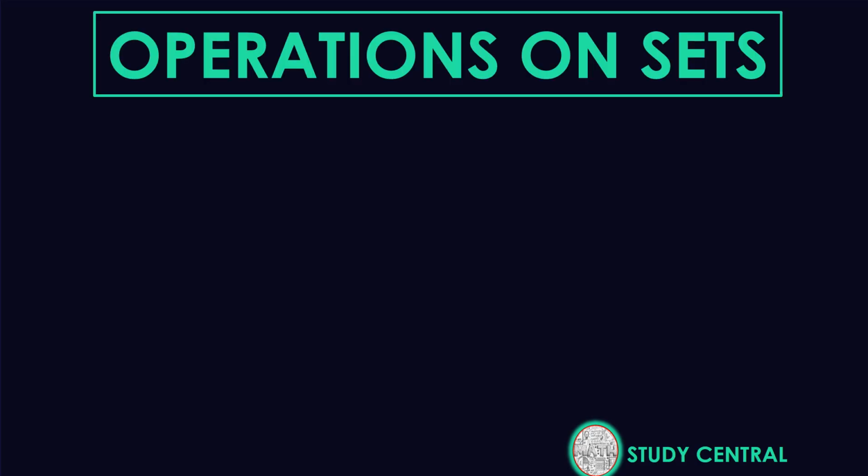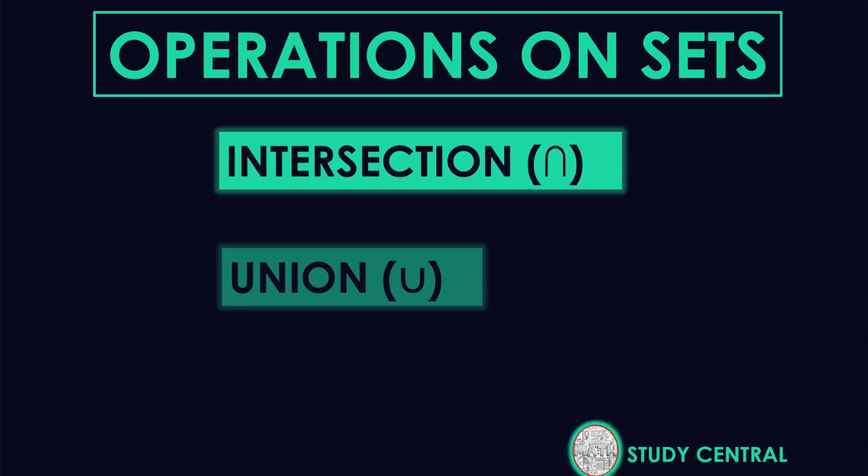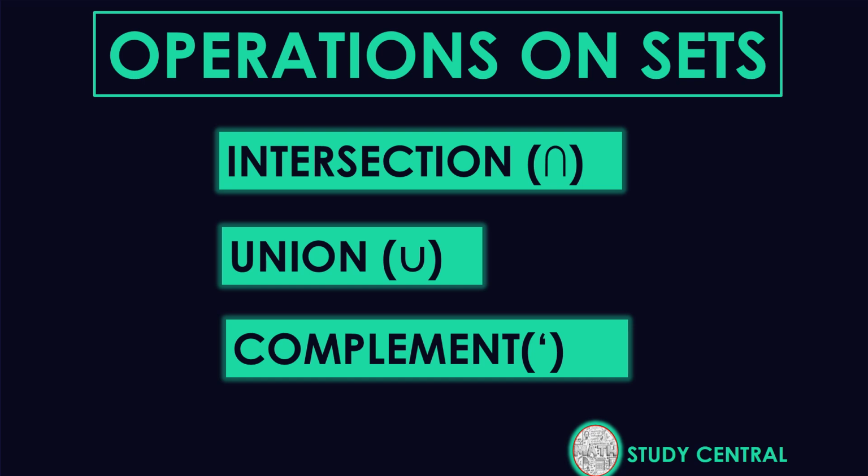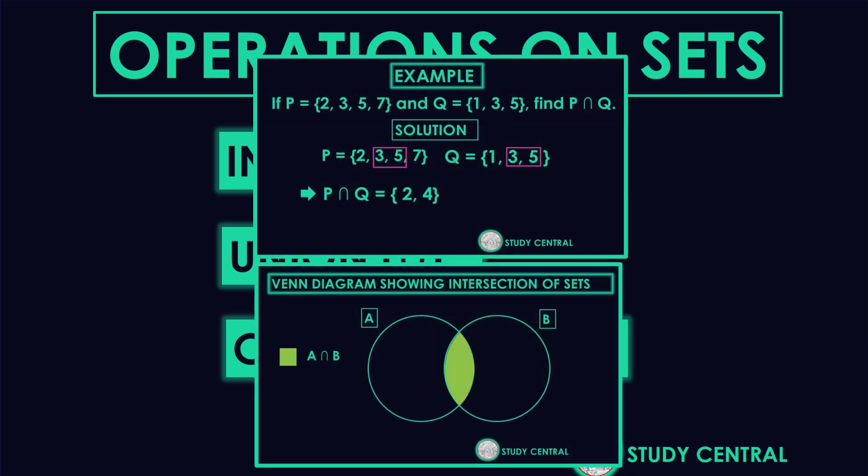Set operations are the operations that are performed on two or more sets. In this video, the most common set operations such as intersection, union, and complement will be explored in detail. For each operation, examples and Venn diagrams will be given for easy understanding. We will begin with intersection.